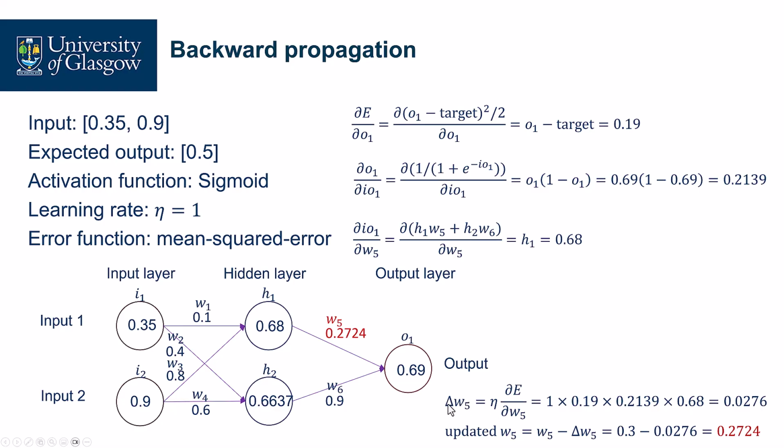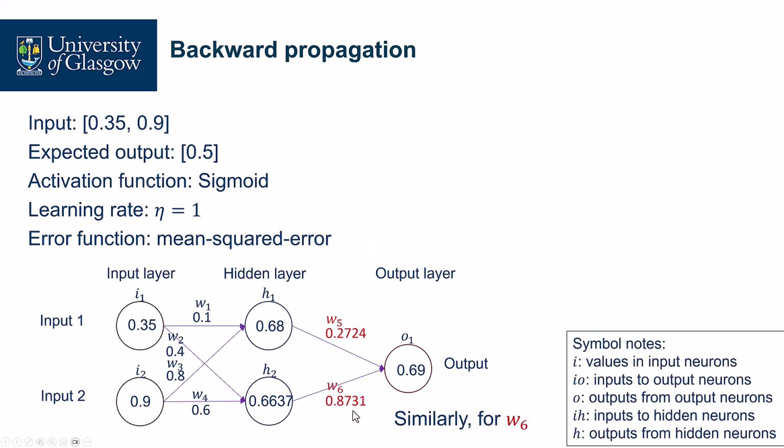Then we put a minus sign here to go to the opposite direction. We can get this one. So this is the updated W5. So the previous one minus delta W5, we get this. This is the new W5. So similarly, we can update W6.